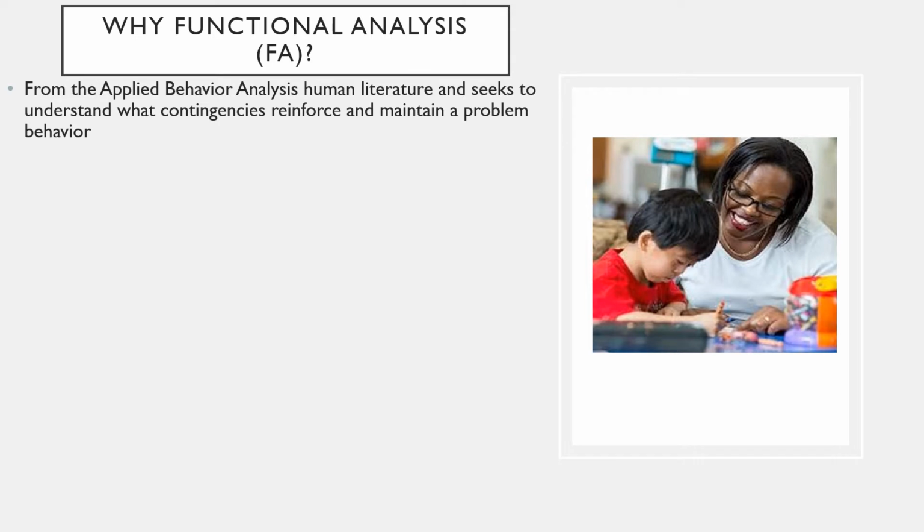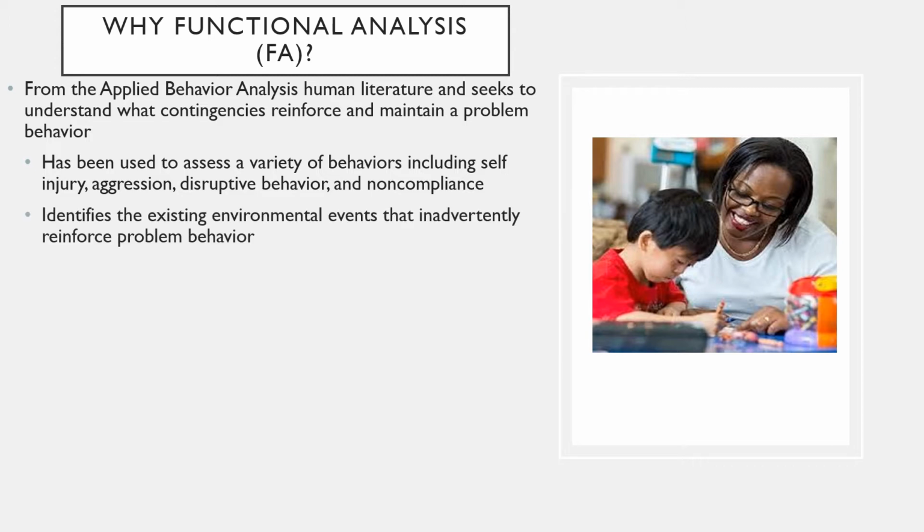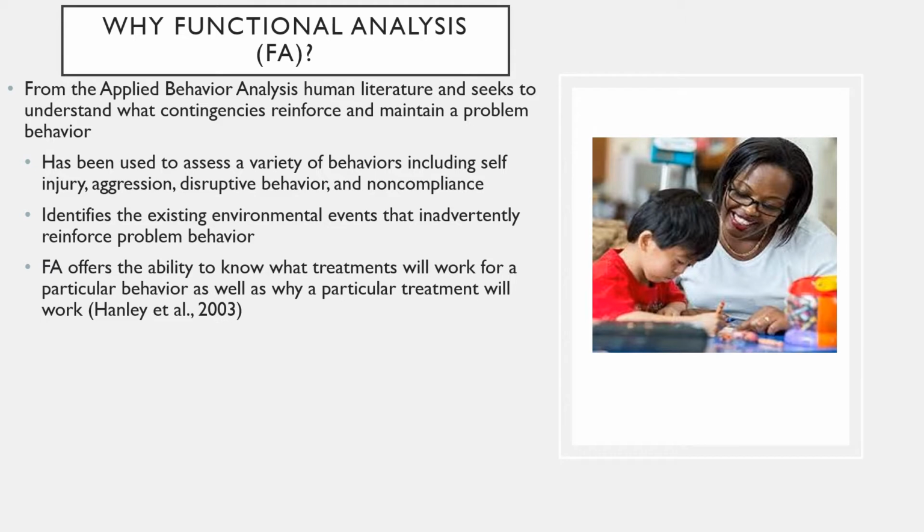So in order to understand the reasons why Kensington was ringing his triangle toy, we did a functional analysis. FA is from the applied behavior analysis literature and is commonly conducted with children with developmental disabilities. It's been used to assess many problem behaviors like self-injury, aggression, disruptive behavior, and noncompliance. FA identifies possible environmental contingencies that reinforce and maintain problem behaviors. Because FA offers insight into why a behavior is occurring, a clinician can tailor a treatment based on its outcome and know what treatments will work and why certain treatments will work.